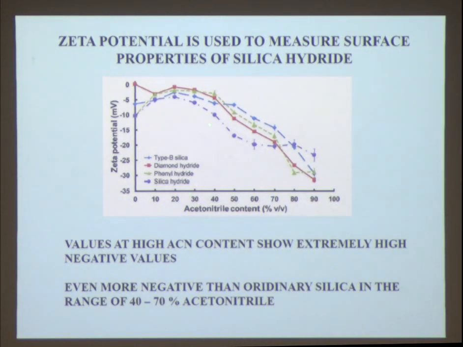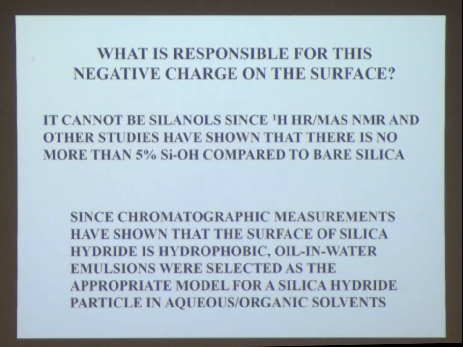You can see that as we increase the amount of the organic component, the charge on the surface gets more negative. You can look at the scale here. It gets more and more negative as we increase the amount of acetonitrile. That's very interesting. From a hydrophobic surface, why does the charge become more negative? So that was the question to answer. What's responsible for that? It can't be silanols. We've studied this material very extensively a long time ago, and by NMR techniques, silicon-29 or proton NMR, you can prove that there's no more than 5% SiOH groups left on the surface of silica hydride. So ionization can't be due to silanol groups.